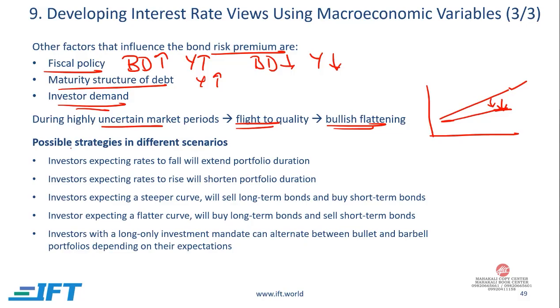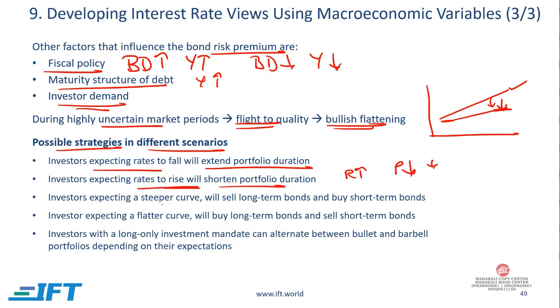Now let's talk about possible strategies in different scenarios. If investors are expecting rates to fall, such investors will extend their portfolio duration, because if rates are falling, then bond values will go up and higher duration bonds will realize a greater increase. On the other hand, if investors are expecting rates to rise, then it makes sense for them to shorten their duration, because when rates go up, bond prices come down, and if the duration is relatively low, then the decrease in bond price will be lower.